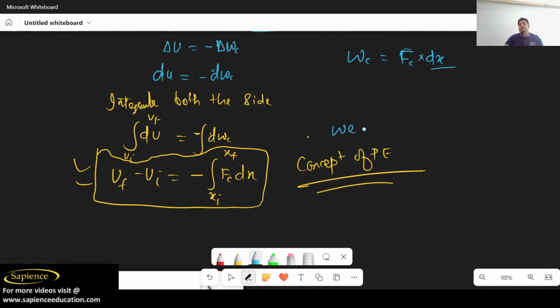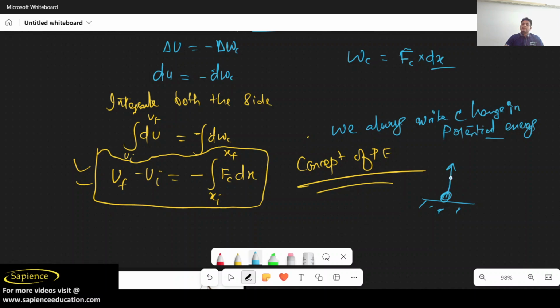In physics, we always write change in potential energy. Why don't we write only potential energy? Because if there is no change, no potential energy will be there. For example, this is the earth surface and there is a ball, so both are a system. Okay, so when both are a system, we have to make some distance apart, then only we will get a change in potential energy. And when change in potential energy is there, then only we can say that change in potential energy is equal to negative of work done by the conservative force. So we don't tell only potential energy, we always tell change in potential energy. I hope you all have understood this concept.